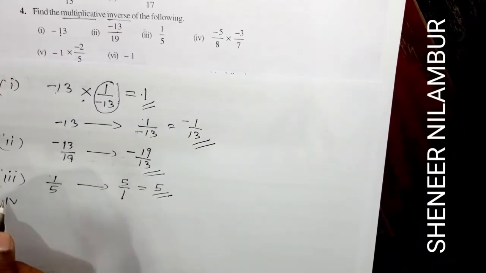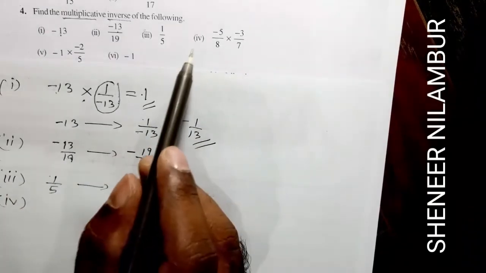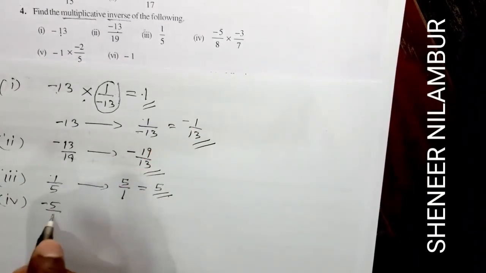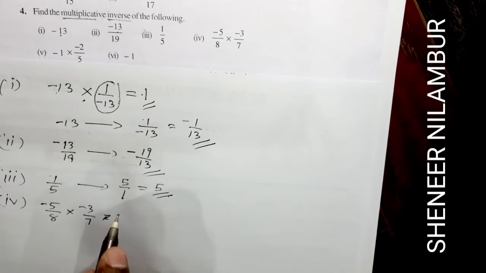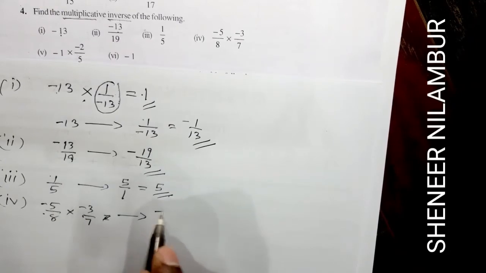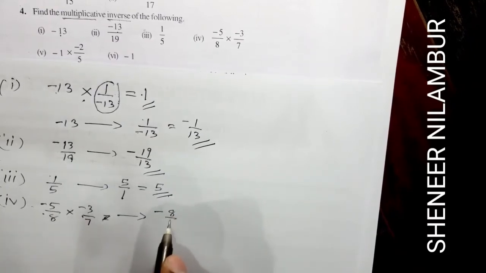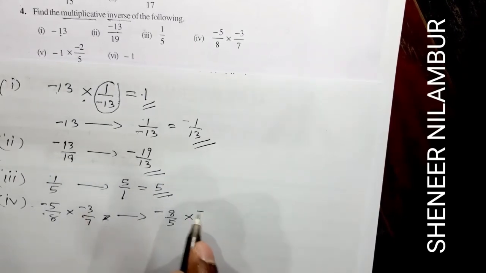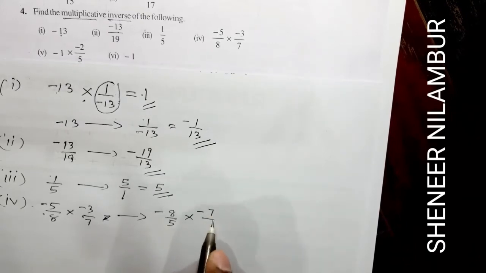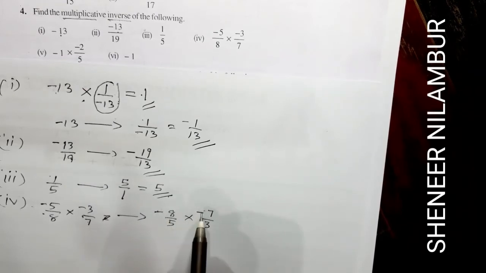Now we are going to practice the fourth question. What is the fourth question? Minus 5 by 8 into minus 3 by 7. No need to write the equal symbol, it is not equal. Multiplicative inverse of this will be, minus is there, so we should give minus 8 by 5, minus 8 by 5. Into, here minus 3 by 7, minus is there, we want to give minus, 3 by 7 we will write as 7 by 3. We can simplify that, minus into minus will be plus, so 8 into 7 divided by 5 into 3. This is the multiplicative inverse.